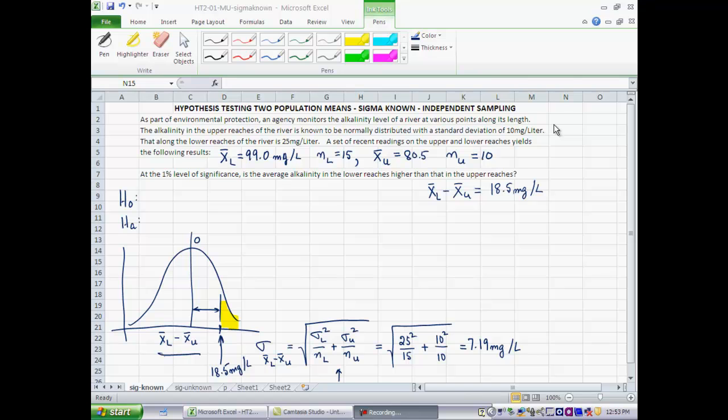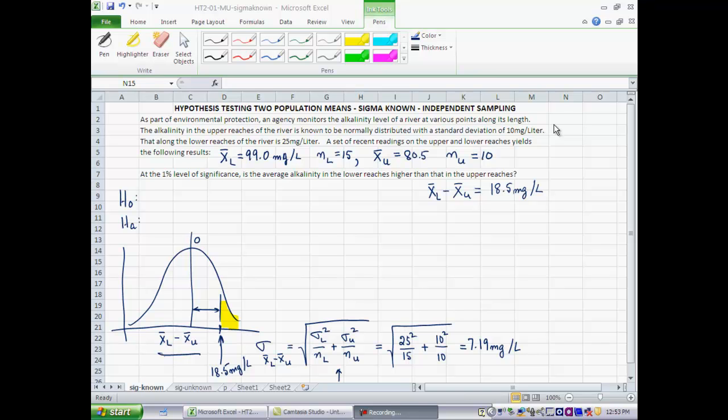So we are told that the standard deviations of the two populations are known. Notice that in this case, the two populations that we're dealing with are the two extremes of the river, the upper and lower reaches. And so we want to compare the alkalinity levels in these two portions of the river.